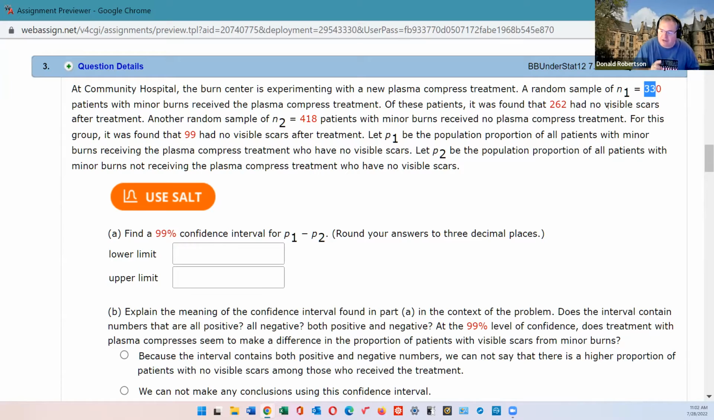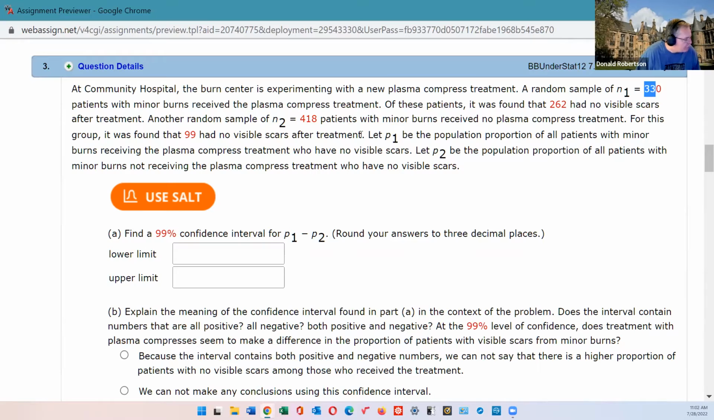So this treatment isn't just to fix the burn. It's to try and fix the burn and not leave a scar. Because you could just fix it. Couldn't you just put a bandage on it and it would heal? But you probably get a scar if you tried that. So I'm just writing these numbers down because I need them. For the first population, this new treatment, 330, 262 didn't have a scar, so that's what we've got.